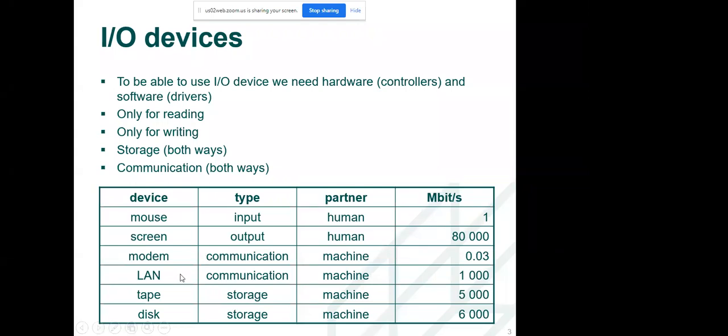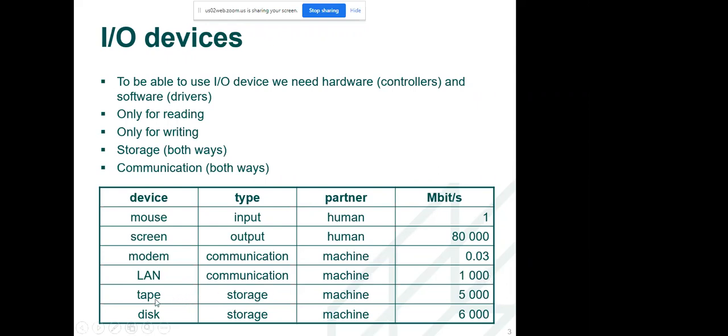LAN is the arrangement of a network locally. Your outer network connects with your internal network, and how you organize your internal network, that is LAN, local area network. That is the communication type. It is machine oriented, automated machine, 1000 megabit per second.